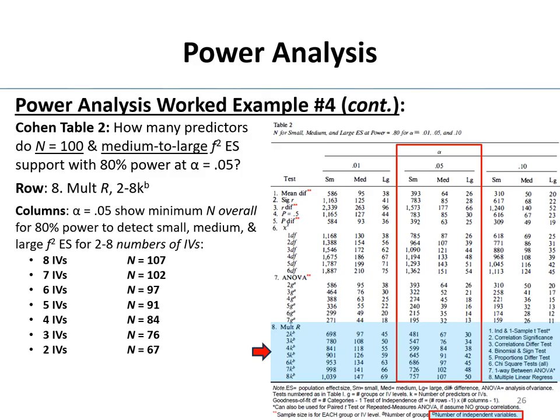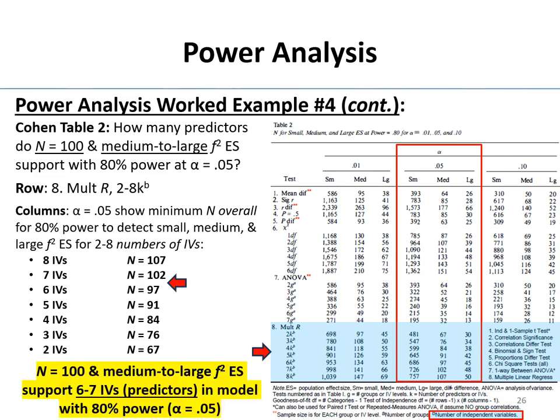So over there you can see the sample sizes required for this effect size for 2 to 8 predictors goes from 67 to 107. We have 100 participants, so we're right there between 6 to 7 independent variables. So what's the conclusion? Well, this researcher can support somewhere between 6 and 7 predictors in their multiple regression model based on a sample size of 100 and that R squared of 0.20, which was the equivalent of an F squared of 0.25, and still maintain 80% power and alpha level of 0.05.